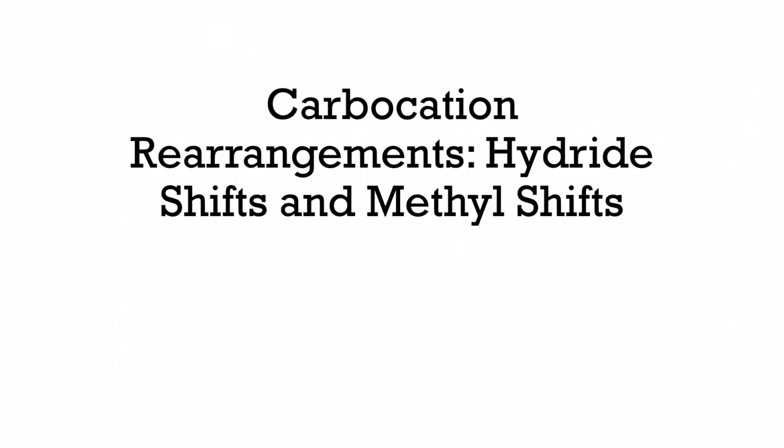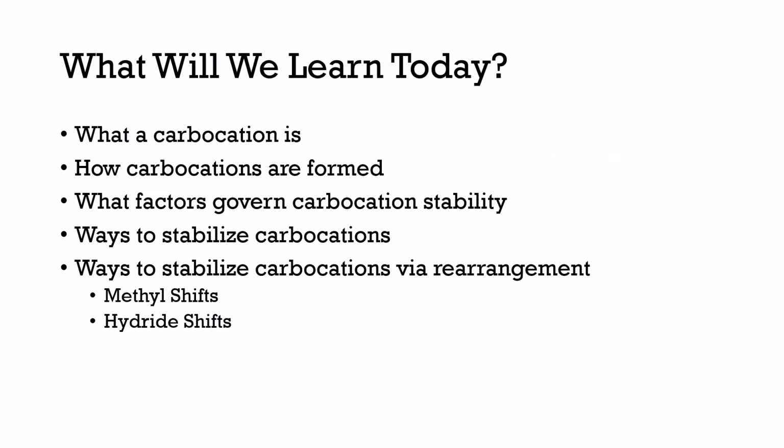So today we're going to discuss carbocation rearrangements, namely hydride shifts and methyl shifts. So let's jump in and look at the outline for the discussion. We're going to learn today, first of all, what a carbocation is, how they're formed, what makes them stable, and different ways to stabilize carbocations. And then that's going to lead us into the discussion of rearrangement, which is one way that carbocations are stabilized.